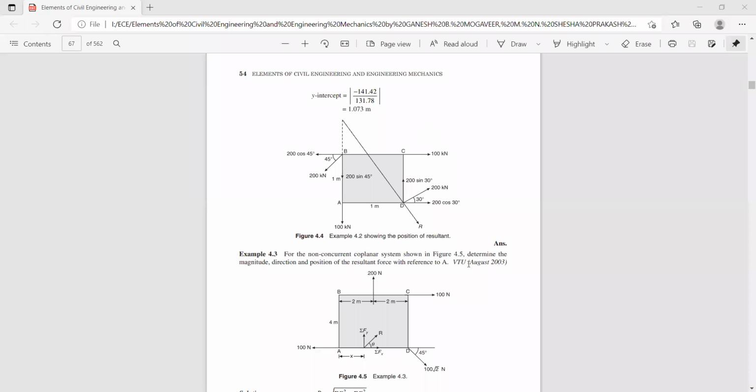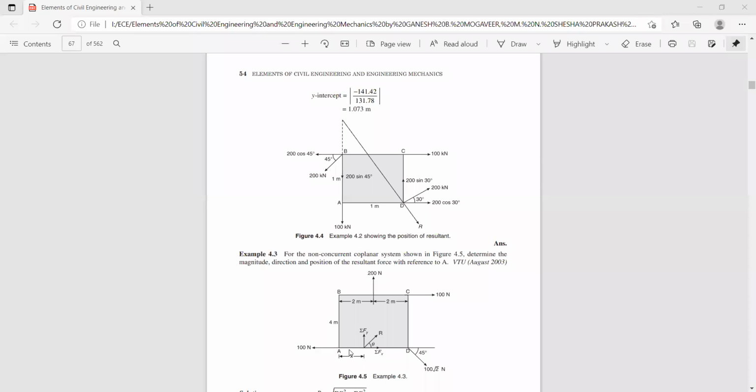Last class we discussed this problem, and today we shall discuss some more problems on coplanar non-concurrent force systems. Given the non-concurrent coplanar system shown in the figure, determine the magnitude, direction, and position of the resultant with respect to point A. This has been asked in VTU exams, August 2003.